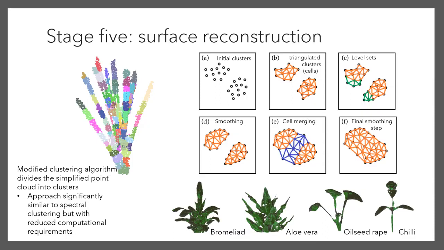So another benefit of this method is that it is able to preserve any three-dimensional structures. So for example, the aloe vera, whereas the plane fitting method that Mike uses wouldn't be able to because it will flatten these all to a plane.